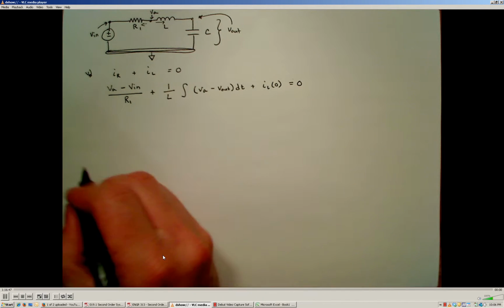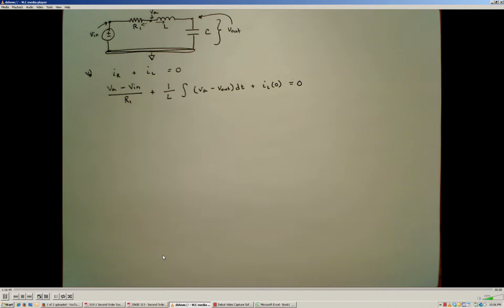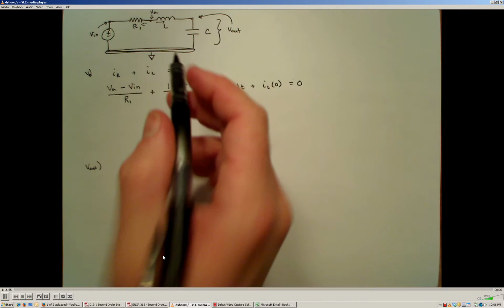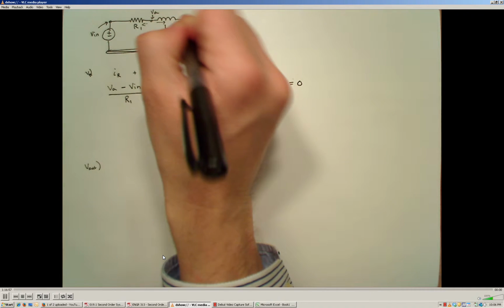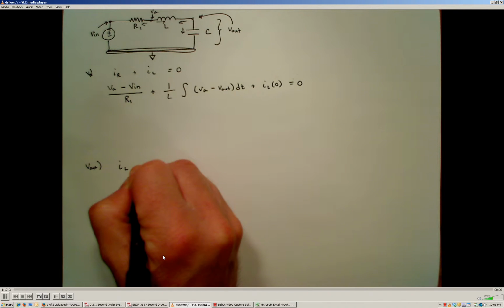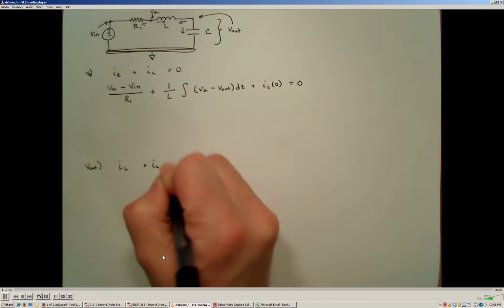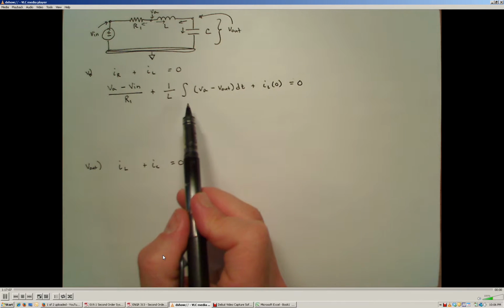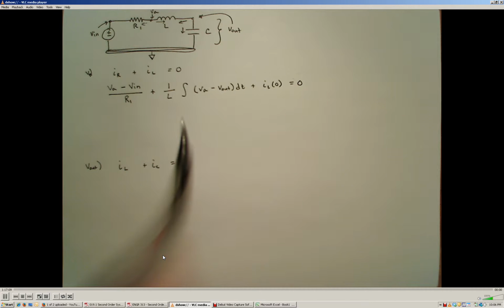Now, the next thing that I'm going to do is the node balance for the Vout node. For the Vout node, we know that the current through the inductor plus the current through the capacitor must sum to 0. IL plus IC must equal 0. And now we'll just use our relationships to relate the currents to the voltages.